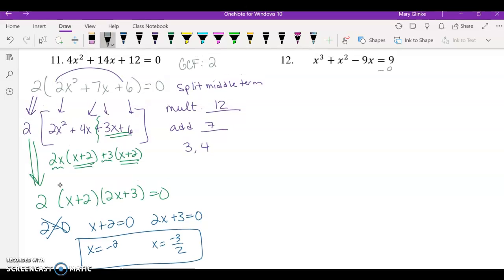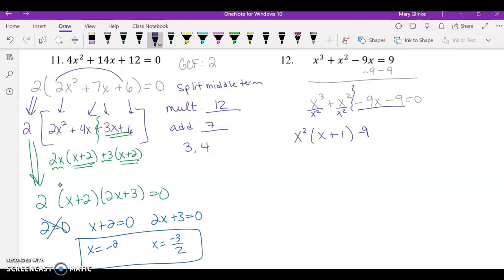For number 12 here, we're going to move the 9 to the other side. We get x cubed plus x squared minus 9x minus 9 equals 0. We're going to chop this in half. The first 2 terms have an x squared in common, so we're going to divide out x squared. And when we do that, we get x plus 1. Be careful that you still have that x plus 1. The next 2 terms have a -9 in common. Make sure you are dividing out the negative sign. Then I get x squared minus 9 and x plus 1.